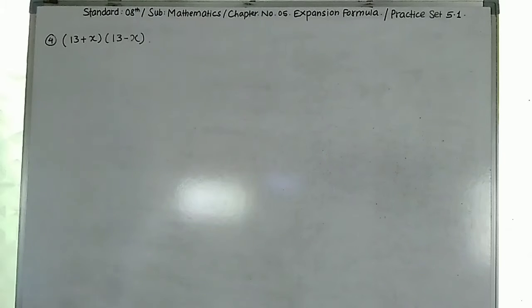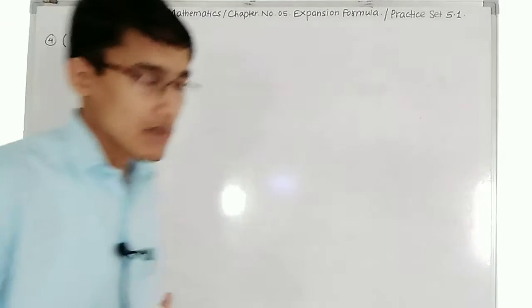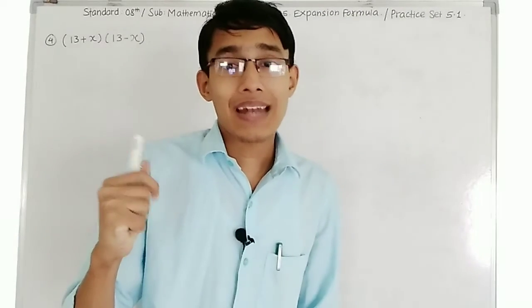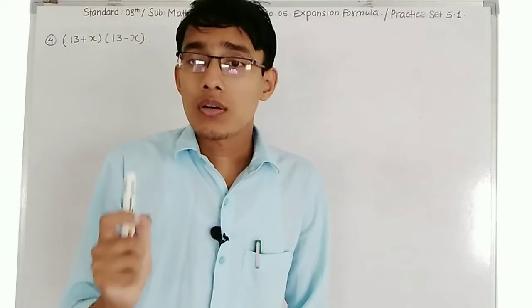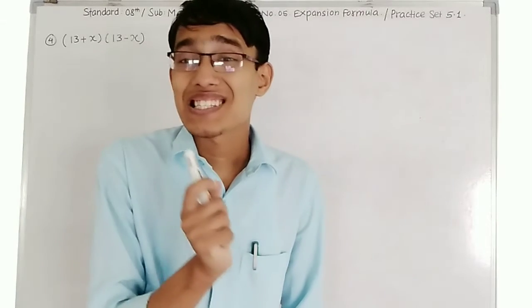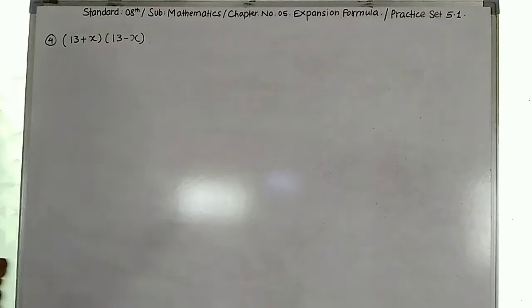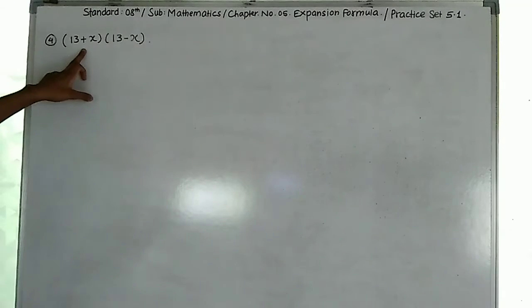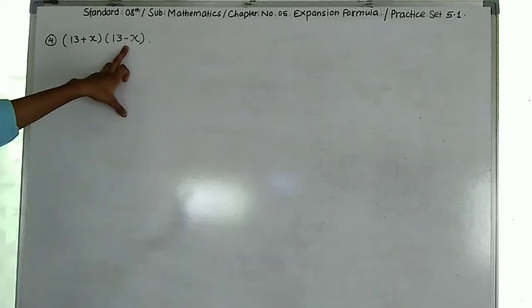So we have to expand (13 + x) into (13 - x). So here you can see binomials are given and the multiplication sign is there in between the binomials. Okay, so 13 plus x and 13 minus x. Now in this particular binomial, the terms of both the brackets are the same. The only difference is the operator. In the first bracket, the operator between the two terms is plus, addition sign, whereas in the other bracket minus sign is used.